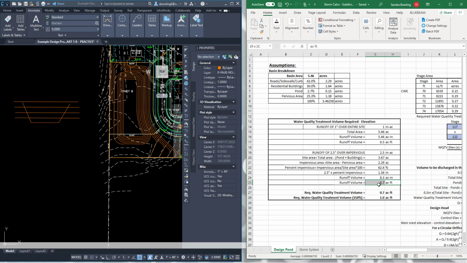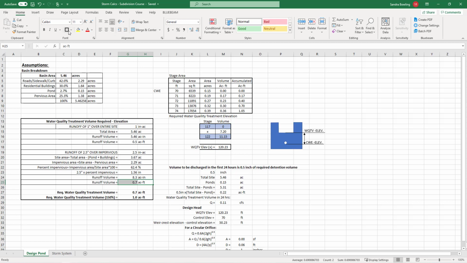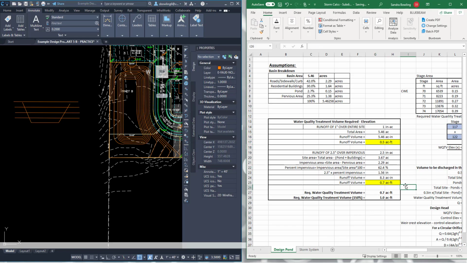The next thing I have to do is look at which one is controlling. Which one is the higher value? This value here or this value here? So what I did is, I don't know if y'all know how to use if-then statements. I used an if-then statement. So it evaluates, so I don't have to look at it.